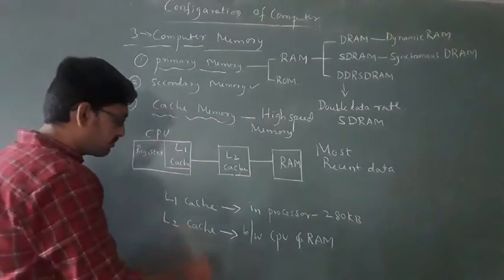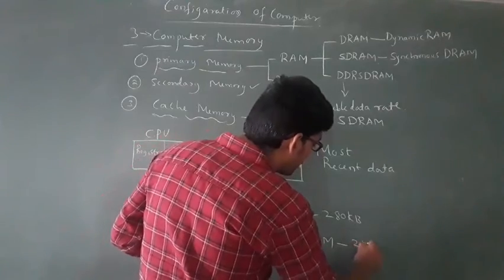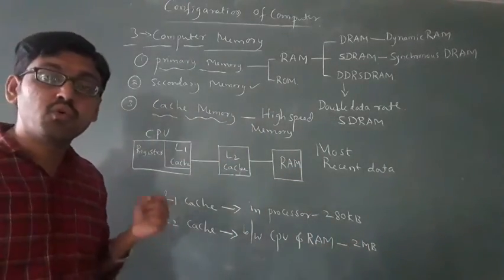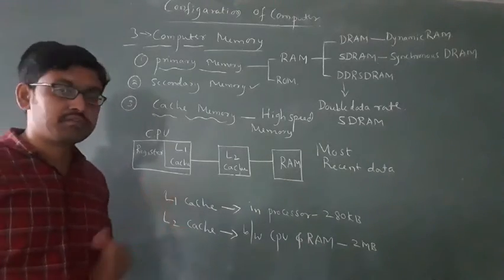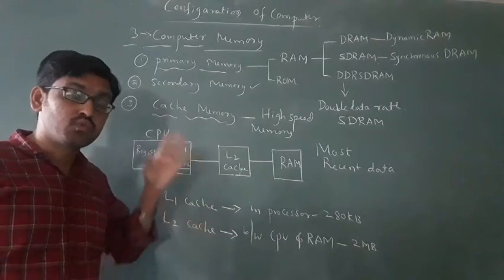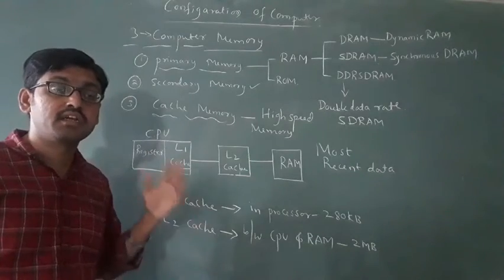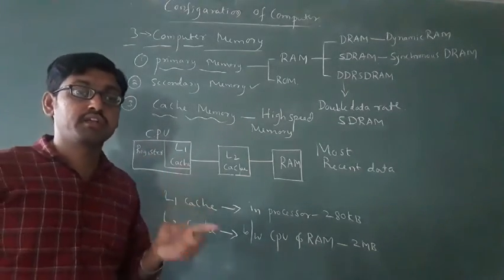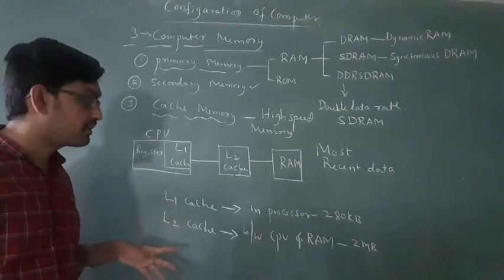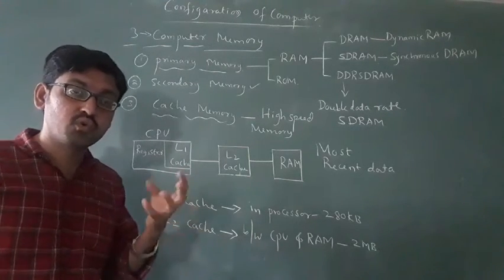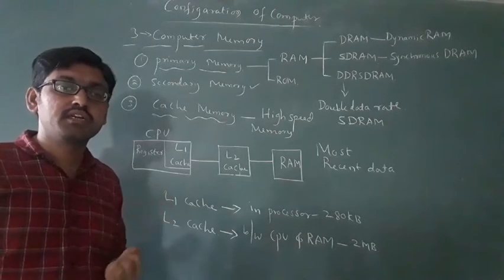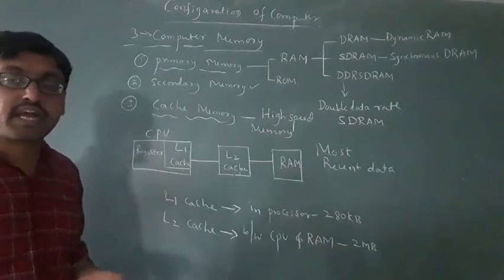Then L2 cache is up to 2 MB. Up to 2 MB of data can be held by L2 cache. Okay, this you have to remember. So many times in examinations they have asked where the L1 cache will be located, where the L2 cache will be located. Got it? L1 cache memory also is used to store our data. Okay, very small data can be stored by this cache memory.